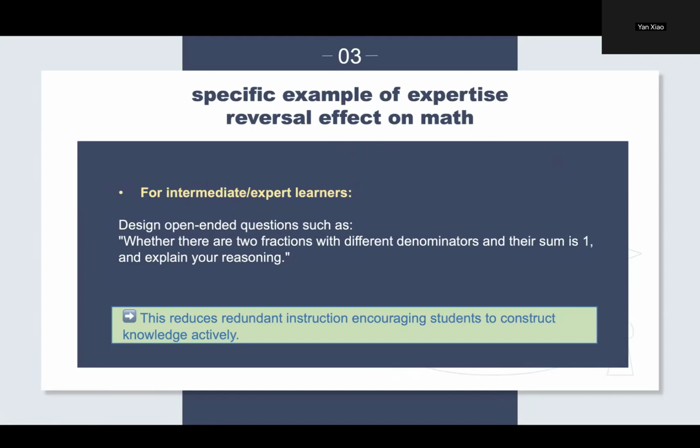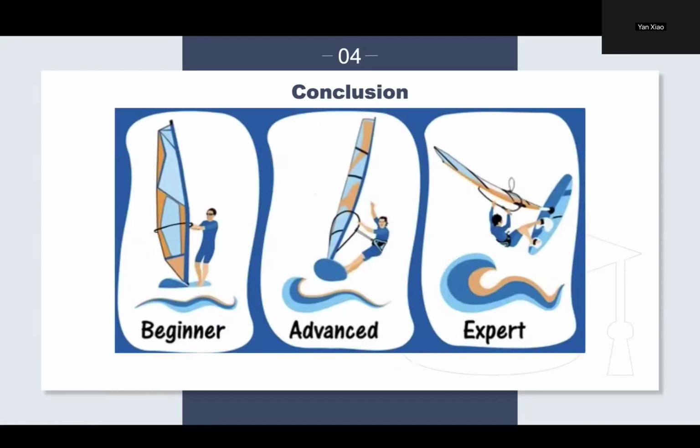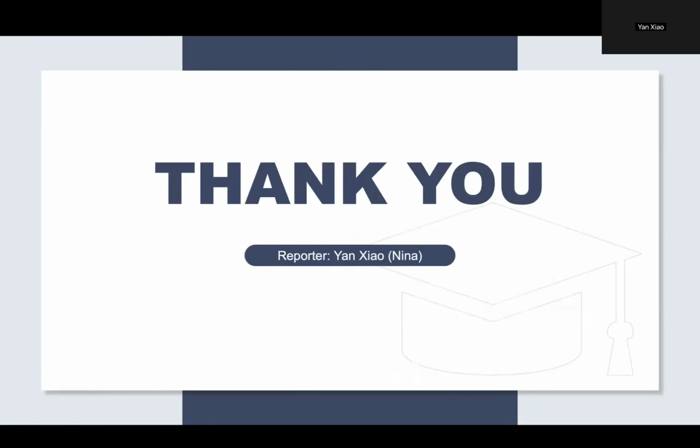These shifts in strategies reflect the expertise reversal effect. In conclusion, good teaching is not one size fits all. It must grow with the learner. When students have different proficiency levels, adjusting teaching strategies becomes important and necessary. Through proper instructional design, we can support both beginners and advanced learners, reducing unnecessary cognitive load and making learning more efficient. That is the end of my presentation.